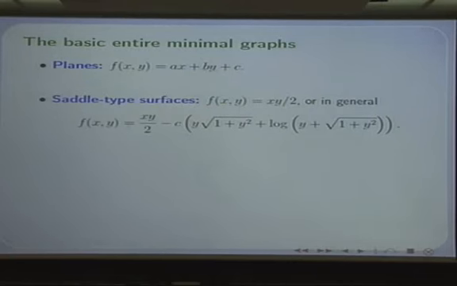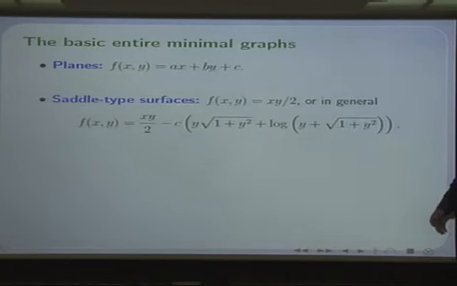This is a solution to the equation of minimal graphs in Heisenberg, and more generally you can put here a constant and all these fun expressions depending on y, and it's still a solution to the Bernstein problem in Heisenberg. So this is just the first example that comes out, and it makes a difference with the case of R3. Okay.